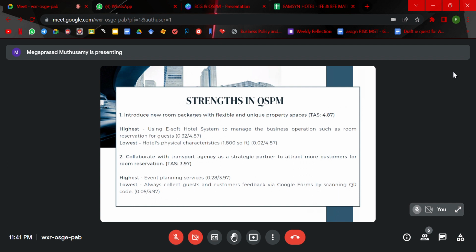For collaborating with transport agency, the highest attractiveness score is event planning service, which is 0.28 over 3.97, and the lowest is customer feedback, with a value of 0.05 over 3.97.